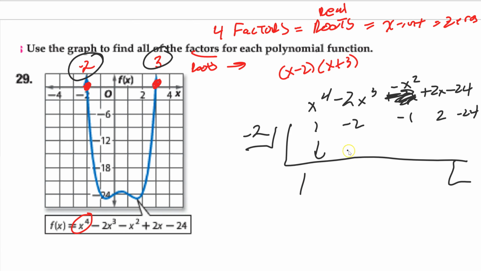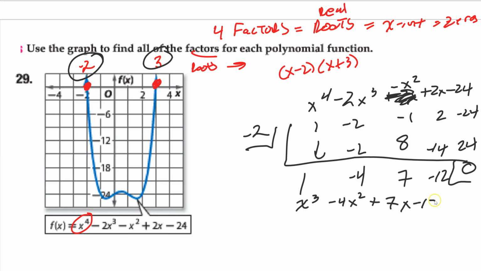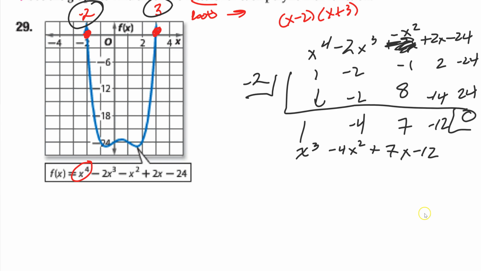I'm going to bring it down, multiply across, add, multiply across, -2, -4, 8, add, 7, multiply, -14, add, -12, multiply, 24, and it works, 0. Now remember, now I have x cubed minus 4x squared. You always lose a power, 4, so 3, and just go down in order. I've got to go down again, but luckily I already did -2, that works. Now I've got to do 3.